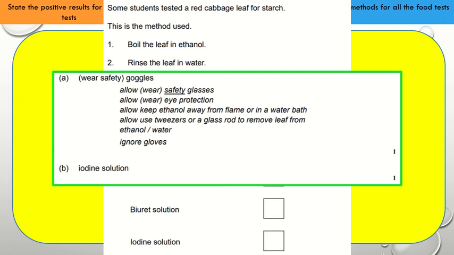Okay, here are the answers. So you could say goggles or safety glasses, eye protection. If you say gloves, that does not count. If you talked about maybe using a glass rod or tweezers and keeping ethanol away from the flame, then that also would have given you marks. Then B, the answer to that one was iodine solution.